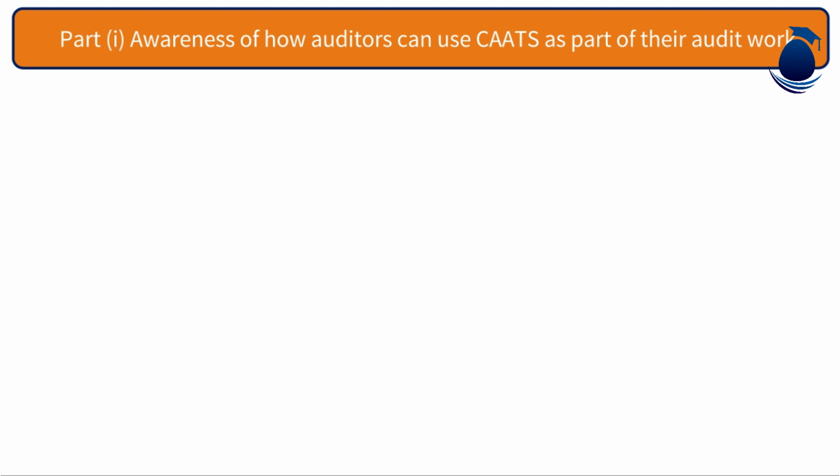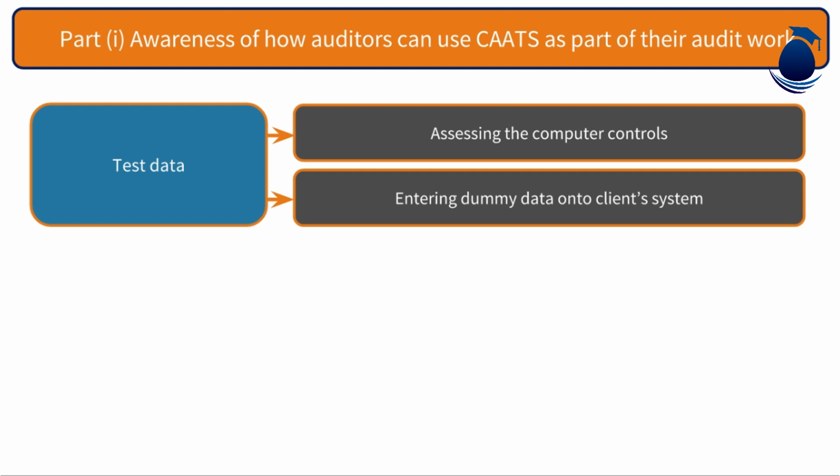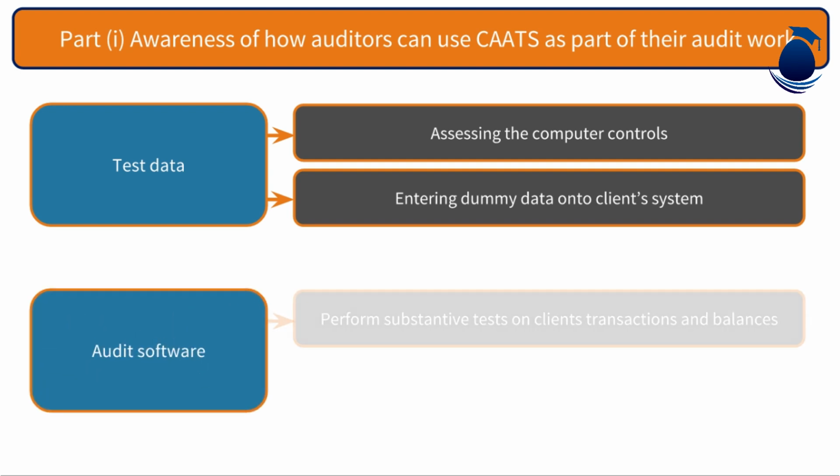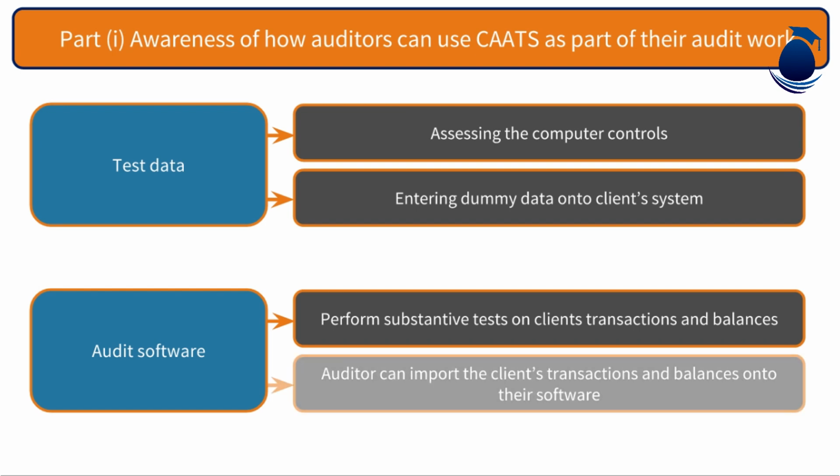For Part 1, we need to have an awareness of how auditors can use CATs as part of their audit work. There are 2 methods of CATs that can be used by the auditor. One is using test data, which is assessing the computer controls within the client's computerized systems. This is typically done by entering dummy data onto the client systems to see if the controls react appropriately. The second is using audit software to perform substantive tests on the client's transactions and balances. The auditors can import the client's transactions and balances onto their software, which is then programmed to perform substantive audit procedures.